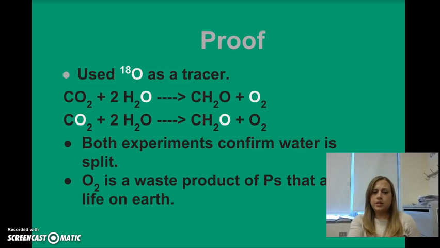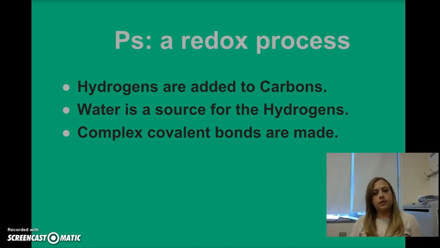So oxygen 18 was used as a tracer, so it's an isotope of regular oxygen. And what we found was that when you used it as a tracer in water, it was found in the oxygen that's released into the atmosphere. When the carbon dioxide had the oxygen tracer, then that oxygen was found in the carbohydrate. So both experiments confirm that water is split, and so that O2, that oxygen, is a waste product of photosynthesis that was incredibly important here on Earth and actually altered life on Earth pretty drastically.